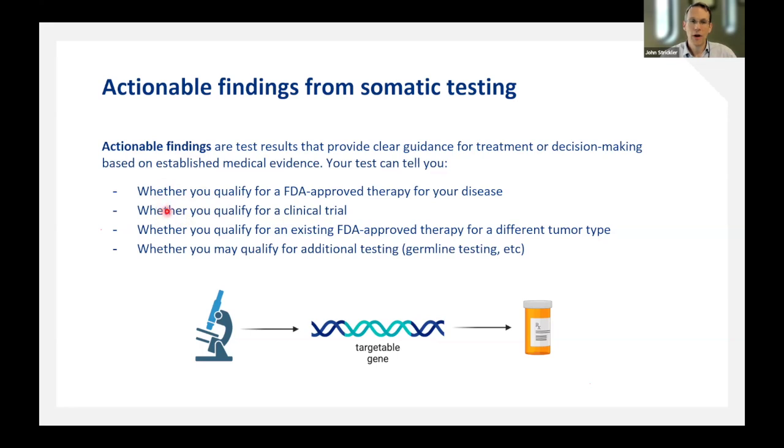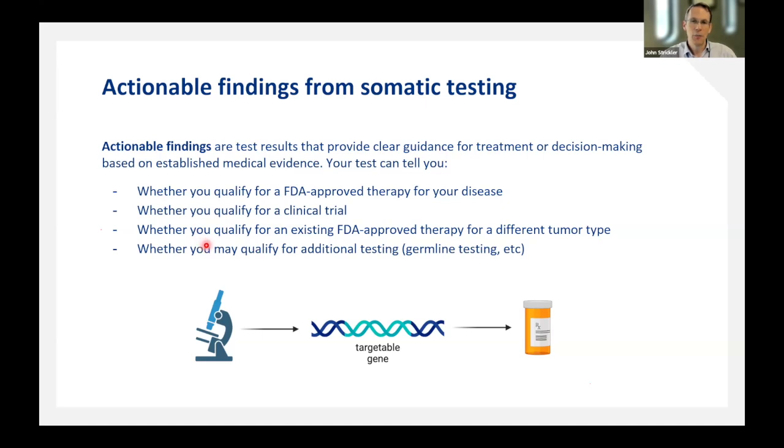It could be used to qualify a patient for a trial, or for an existing FDA-approved therapy that's approved for a different tumor type. So this can happen where you find a biomarker that maybe is approved for breast cancer, but it's not approved for colon cancer yet, but that could still be actionable. And then there are occasionally actionable findings that mean we need to test for something else.